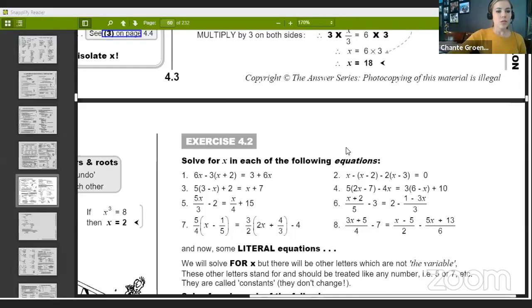No, Miss P, this is only equations. So we're moving away from expressions. We're not looking at expressions now. We just want to solve X. So I want you to solve x here.